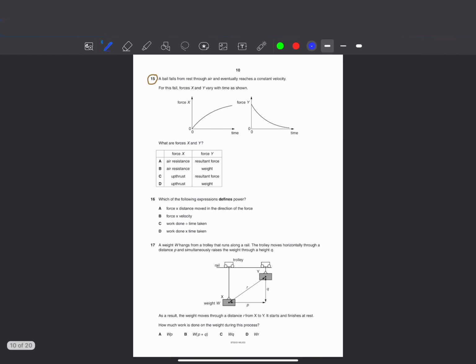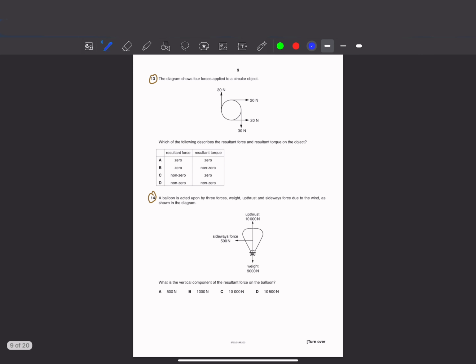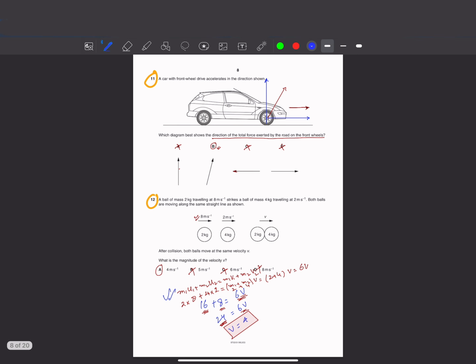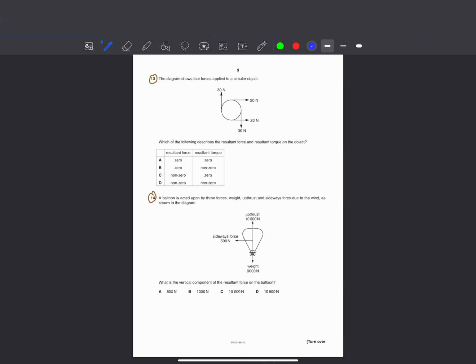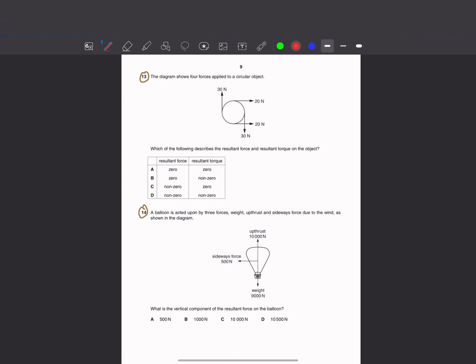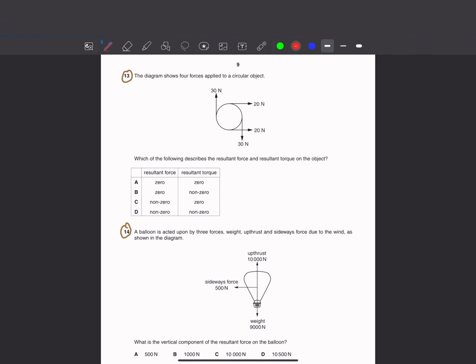Now we are going to the October/November paper 3. Here we have these two forces or concepts. Question number 13 here, but for our sequence it will be the 6th question. The diagram shows 4 forces applied to a circular object. You can see the forces here. Which of the following describes the resultant force and resultant torque on the object?